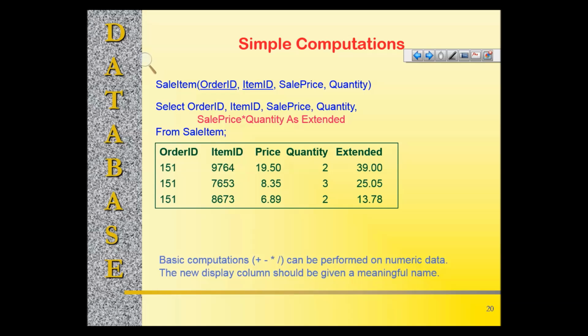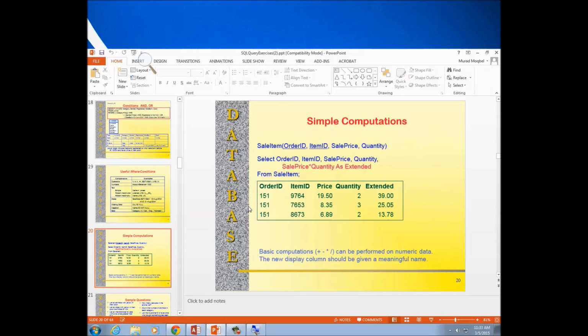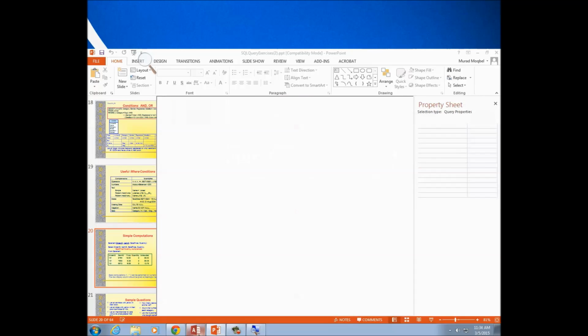So can we do that? Let's try this one. So we need to select, like what we have here, order ID, item ID, sales price, and quantity, or select all. How about that? Select all to make it easier and faster. So select all from sale, select all, and then it might not work. We'll see. If we select all and then comma, and then put this sales price times quantity as extended, let's see if that will work for us.